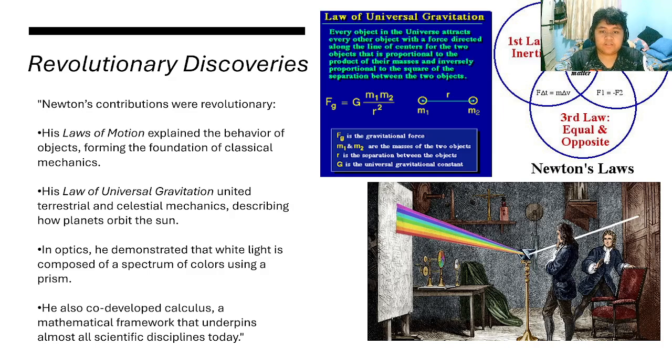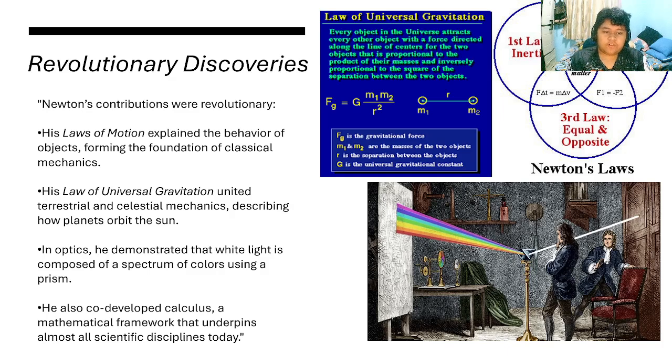Revolutionary discoveries. Sir Isaac Newton had many discoveries that made him, quite frankly, one of the most important people in scientific history. And here are some of them. Newton's contributions were revolutionary. His laws of motion explained the behavior of objects, forming the foundation of classical mechanics. Here are Newton's three laws of motion, right over there.